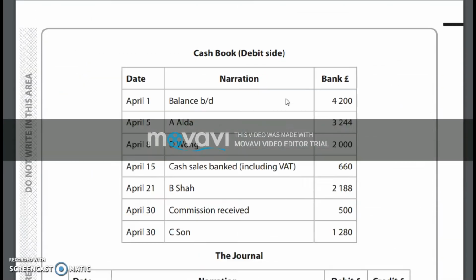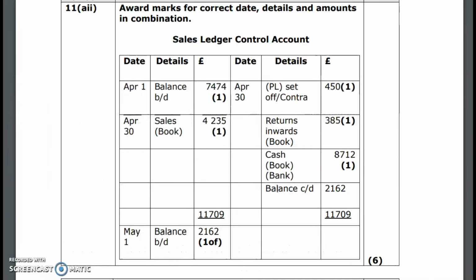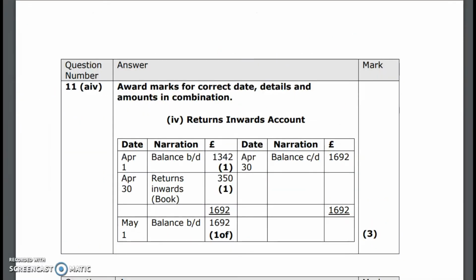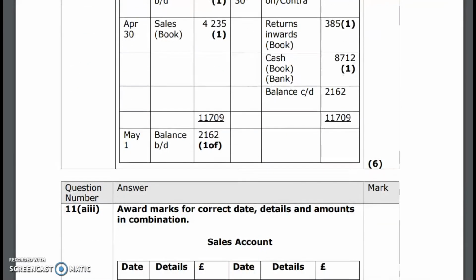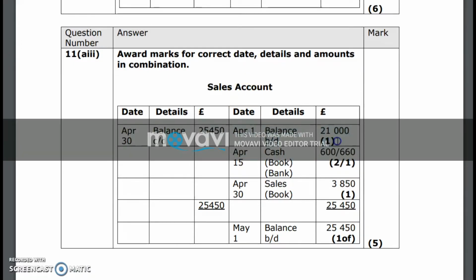So as you could remember, at the beginning of the question, they gave us the balances of the sales account. So we have an opening balance of 21,000. So in the sales account, we got to record it April 1st, balance brought down 21,000. The reason why we have it on the credit side is because sales is an income account. So balance brought forward of an income account comes on the credit side.